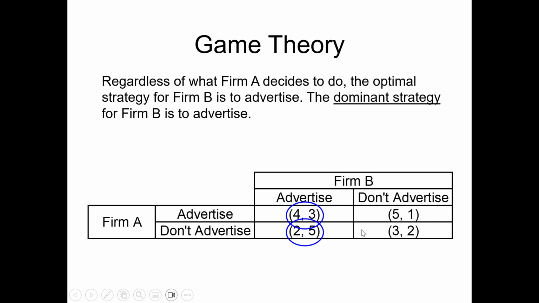Regardless of what firm A decides to do, the optimal strategy for firm B is just to advertise. They don't care about what the other firm actually does, because if they do, there will be a problem. Just like a player in a game, we might not know what the other person decides, but we have our own view. That is how we can define it in game theory. So the dominant strategy of firm B is to advertise here also, because the maximum payoff comes from advertising.